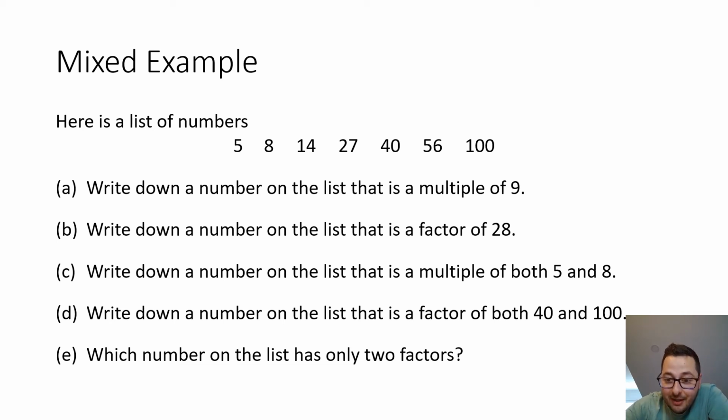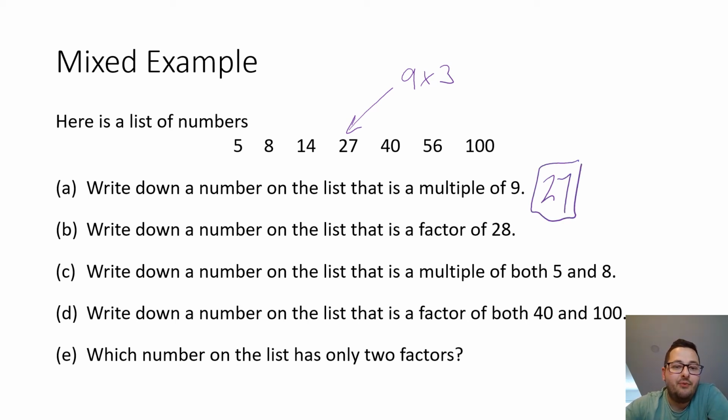So again, I'll give you a chance. I forget to do this, but pause the video, have a go, and then replay, and we'll look at the answers. Okay, part A, write down a number on the list that is a multiple of 9. Well, I've noticed that 27 is 9 times 3. So 27 is definitely a multiple of 9.